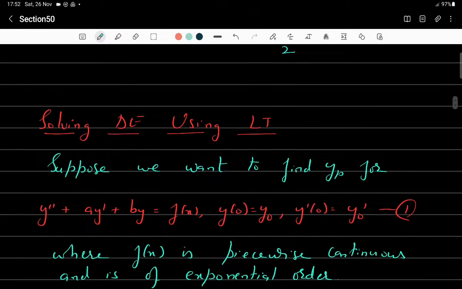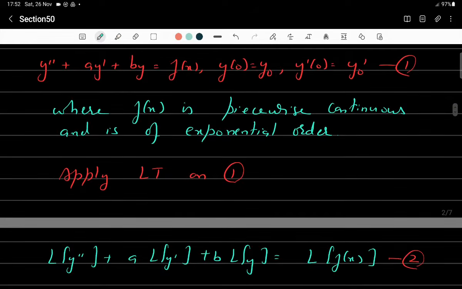Assuming f of x is piecewise continuous and is of exponential order, we know that there exists a Laplace transform of f of x. Now if I apply Laplace transform on both sides, it becomes L of y double dash plus a L of y dash plus b L of y is equal to L of f of x. Till now we do not know what L of y dash and L of y double dash are. f of x is known, so L of f of x can be found.